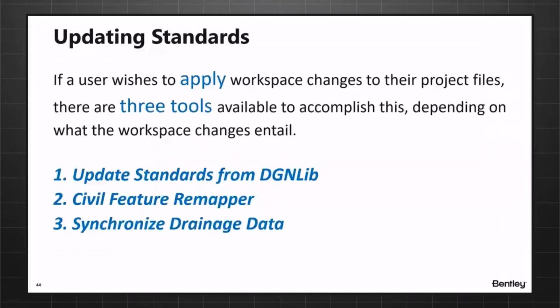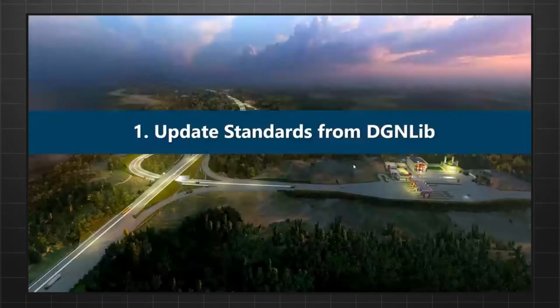But let's say that you decide, yeah, I want to do it. I've made changes to my workspace and I want my project files to be in sync with my workspace. So I want to apply these across the project. If you decide you want to do that, there are really 3 tools available to accomplish this, again, depending on what workspace changes were made. These 3 tools are the update standards from DGN Live, the Civil Feature Remapper, and synchronized drainage data. So let's look at each of these individually.